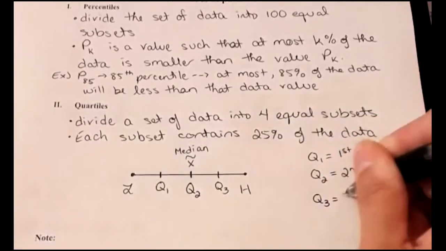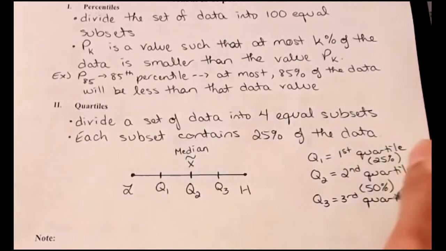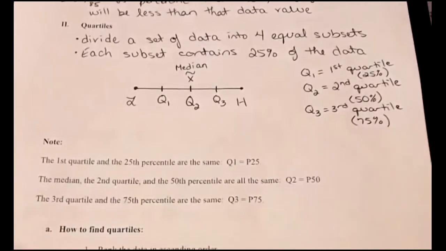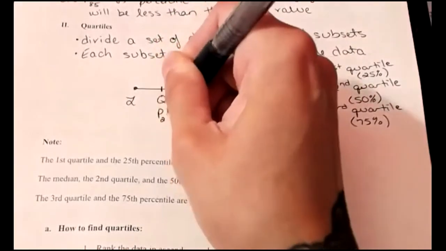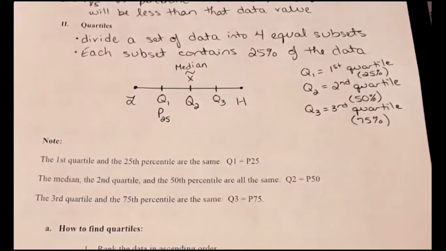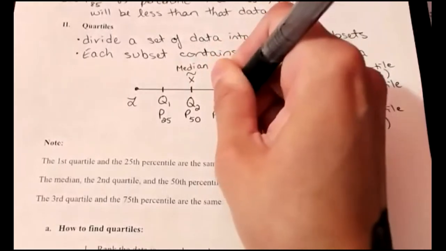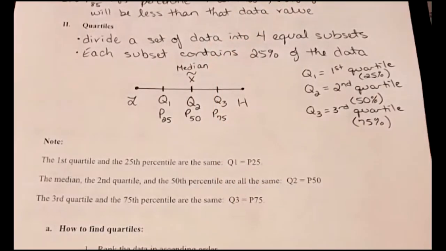Let's go ahead and write Q3, third quarter, or third quartile. And 3 quarters gives us 75%. Good. I put those notes here in case you're just looking at the notes and not rewatching the video, so that you can see that the first quartile and the 25th percentile, they've got to be the same, right? So when you think of Q1, I want you to think P25, P sub 25. So 25% of the data is lower than that particular value. For Q2, that's definitely going to be P50. And for Q3, that's going to be P75. Okay, first quarter, second quarter, third quarter. Good.